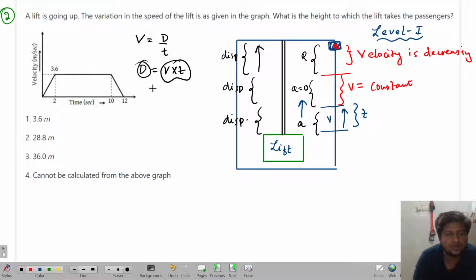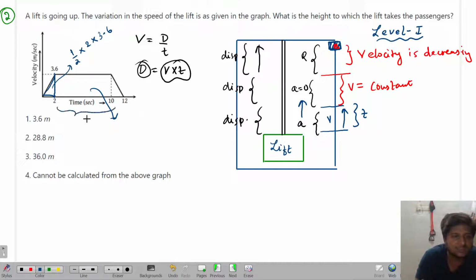Okay, so try to see this in this graph, in the first triangle. What is the area? It is equal to half base, that is 2, into height, that is how much? 3.6. Now move ahead. When the velocity remains constant in this region, this is a rectangle, so I can calculate the area of the rectangle. This will be how much? 2 to 10, that means this length is 8, and this length is 3.6 only. So this will become 8 into 3.6.